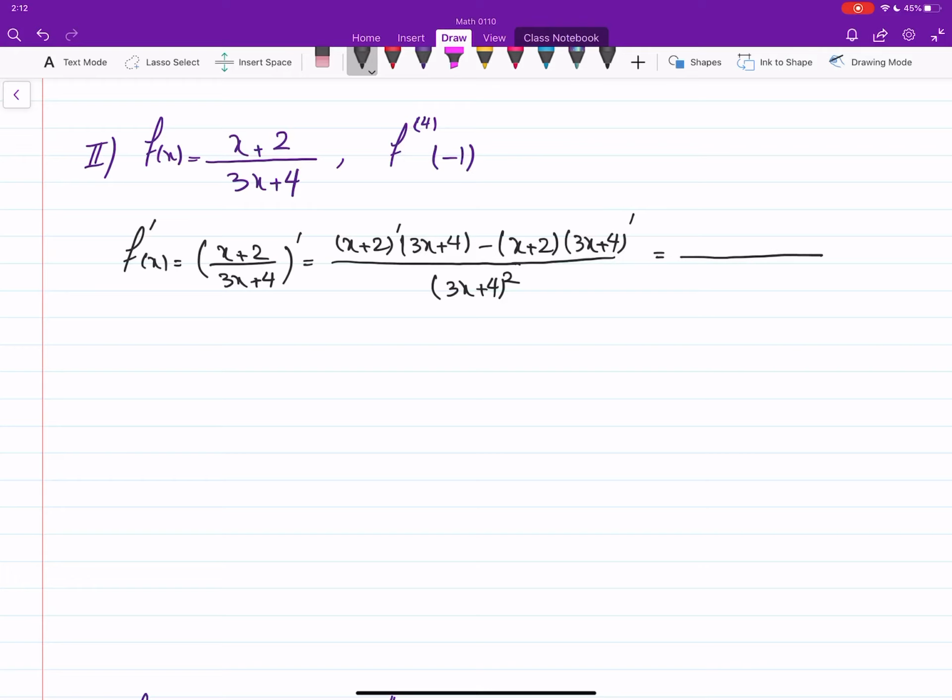What this gives us is 3x plus 4 minus 3x minus 3, and this cancels with that. The numerator is going to be negative 2. Denominator, however, is (3x plus 4) to the power 2.